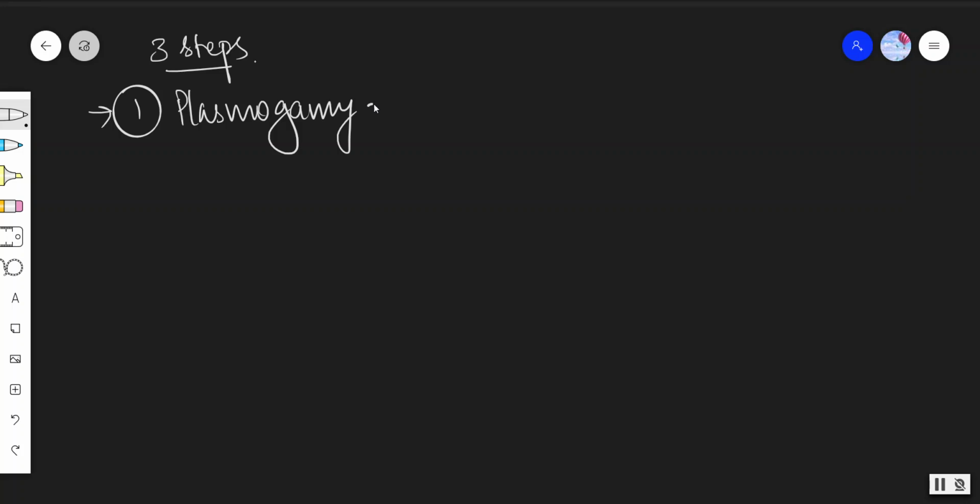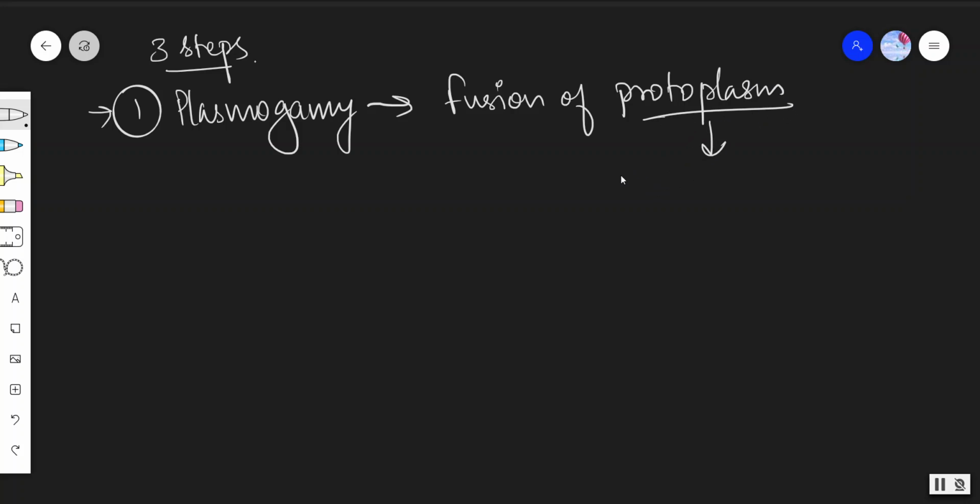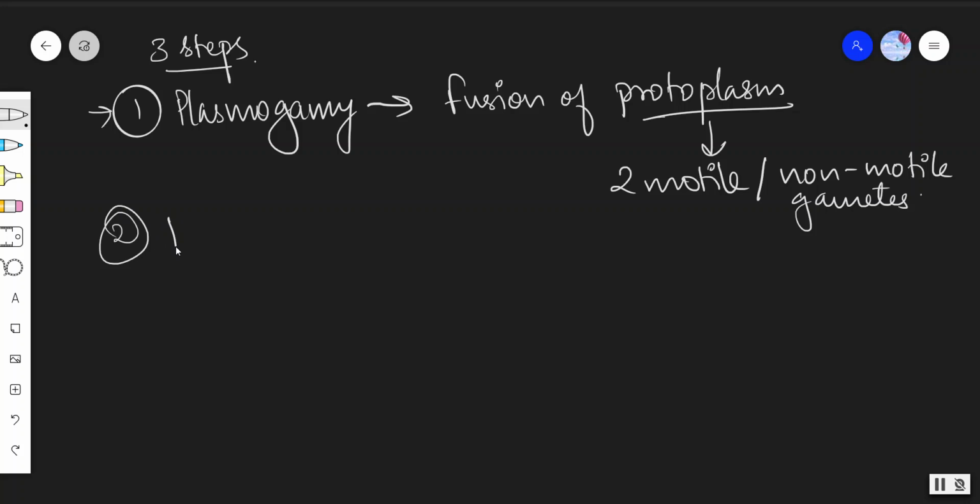Let me clear this and write it down here. 3 steps of sexual reproduction. Number 1 is plasmogamy, where the fusion of protoplasm occurs, and this protoplasm can be of 2 motile or non-motile gametes. Clear? Second step is karyogamy.